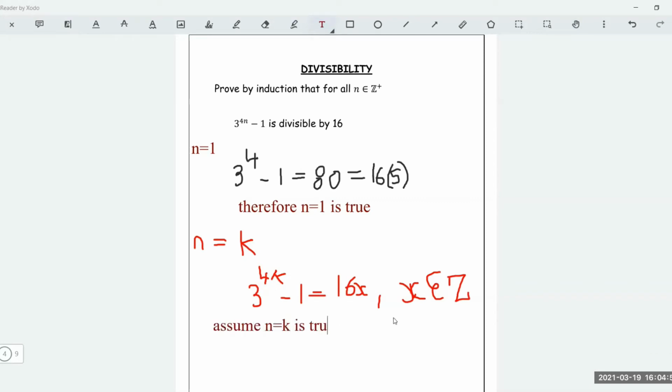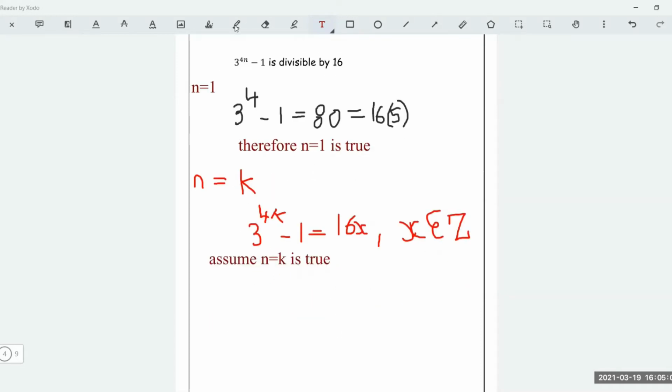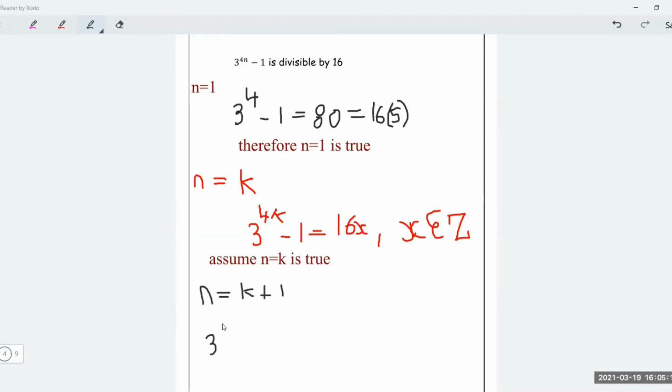Now, of course, we need to do the real part for n equal k plus 1. For n equal k plus 1, we need to show that 3 to the 4 times in brackets k plus 1, minus 1, is divisible by 16.